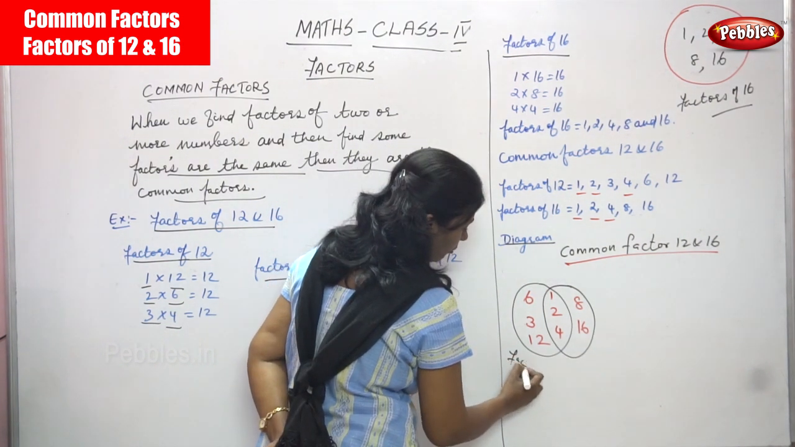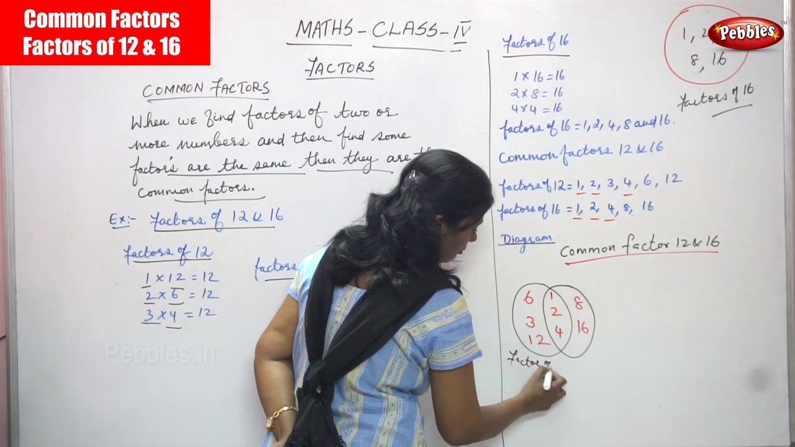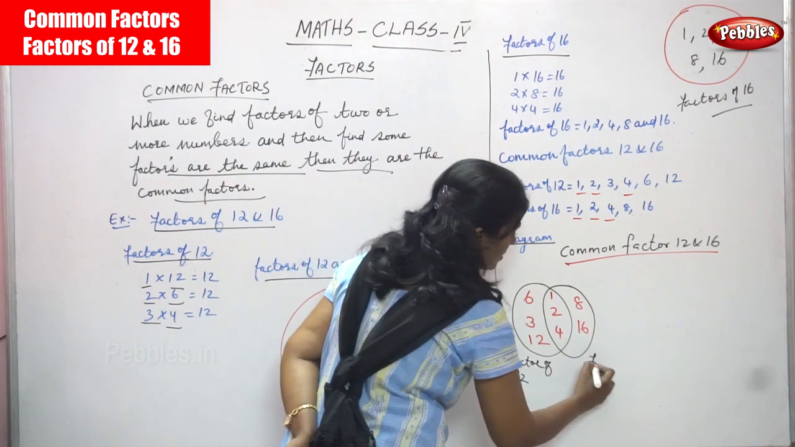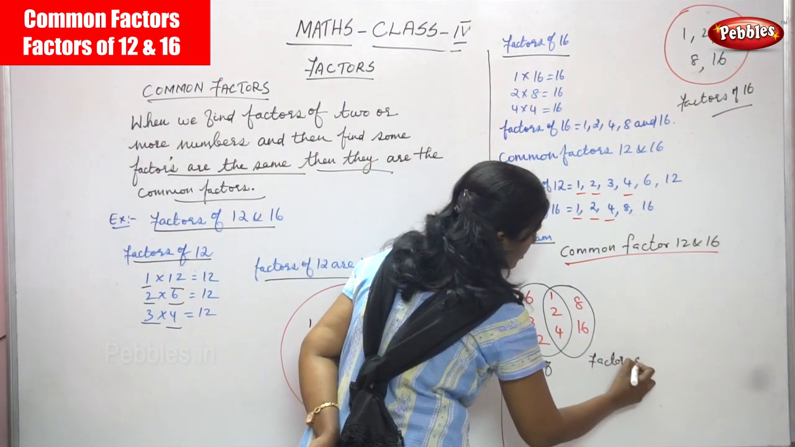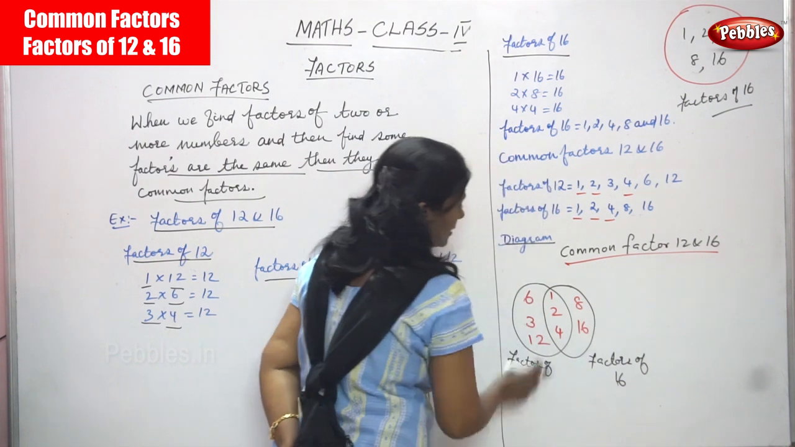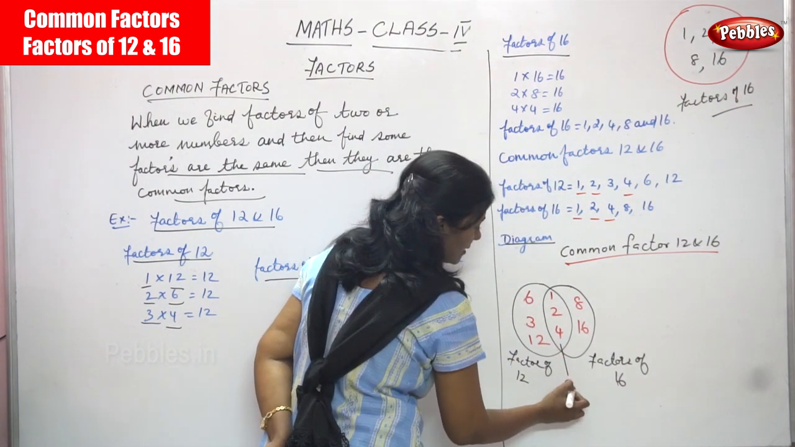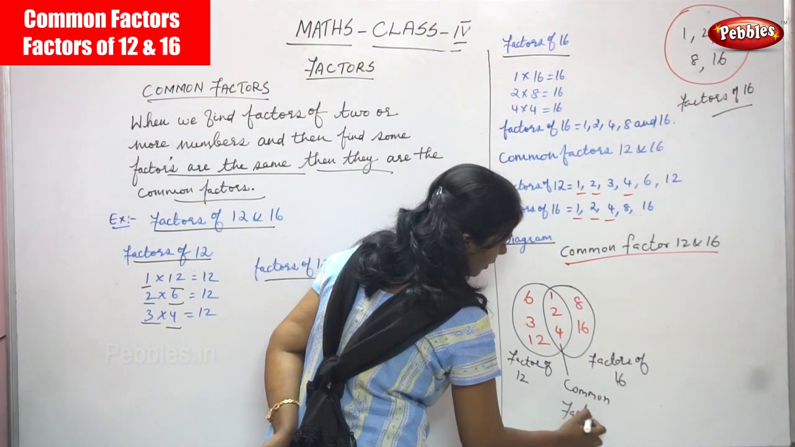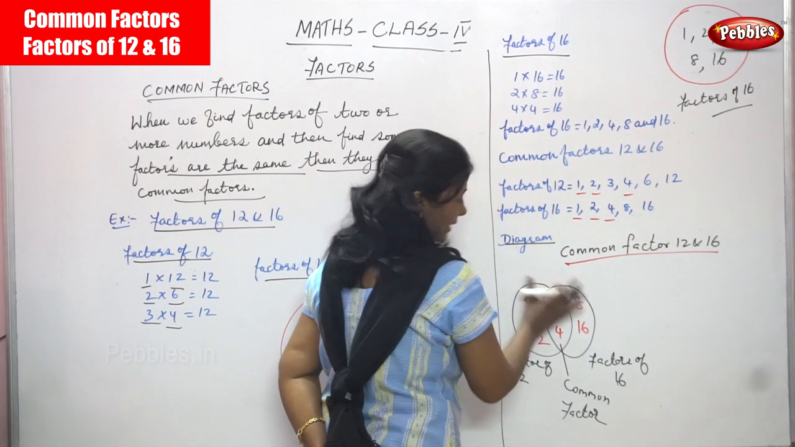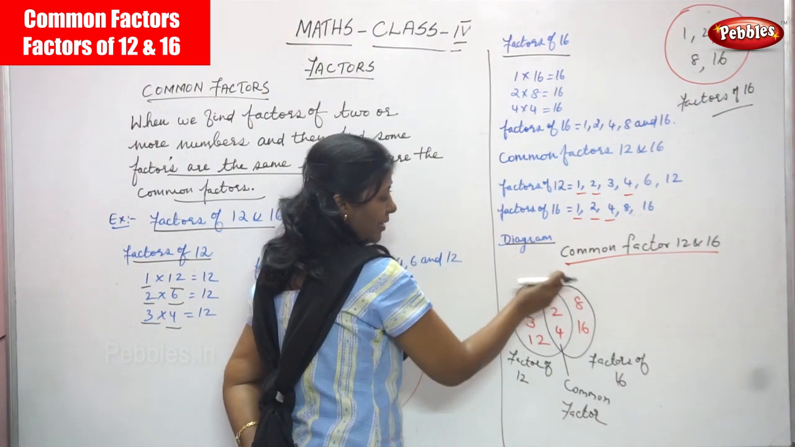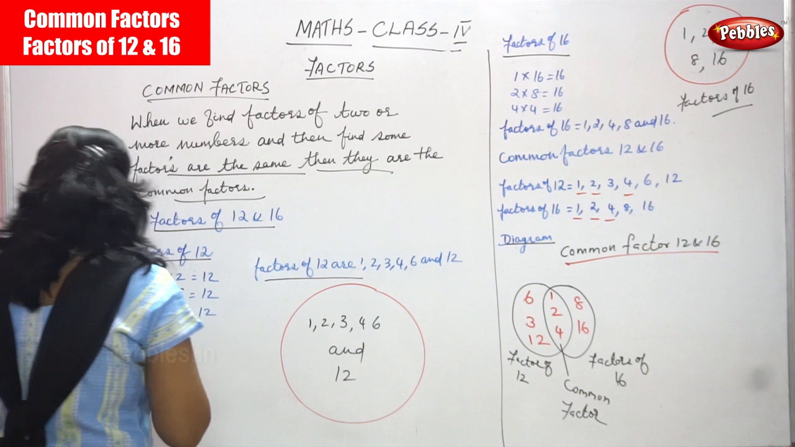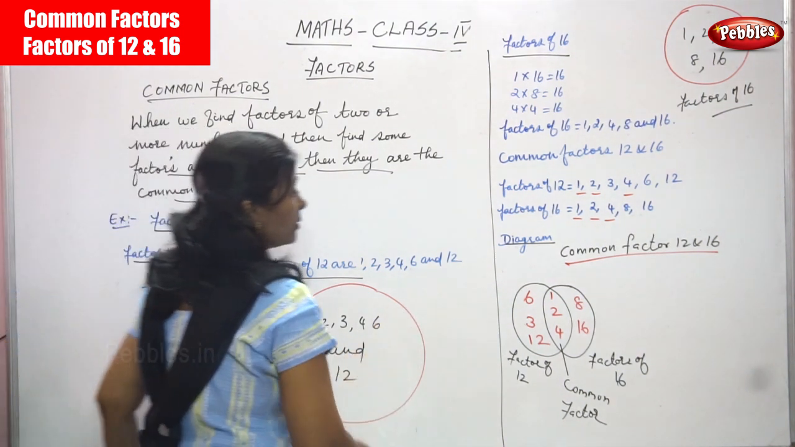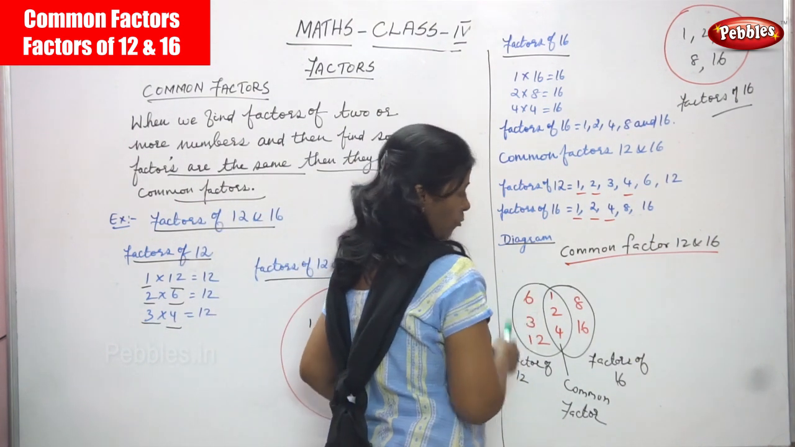This is the factors of 12, and this is the factors of 16. Okay, this particular part is the CF, that is, common factor. So I've just shown it in the diagram. I've shown the common factor in the diagram. I just explained the common factor in diagram form.